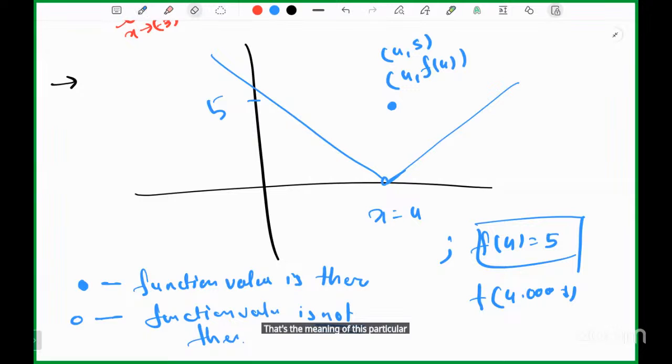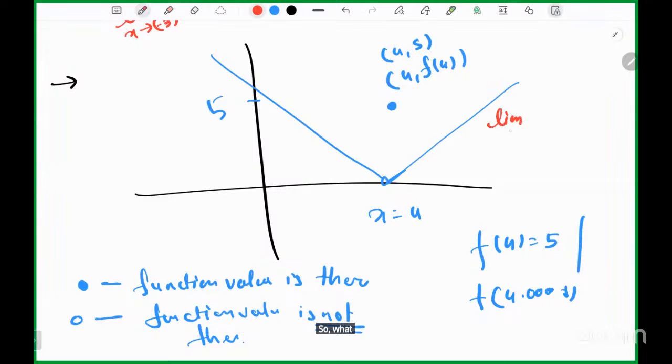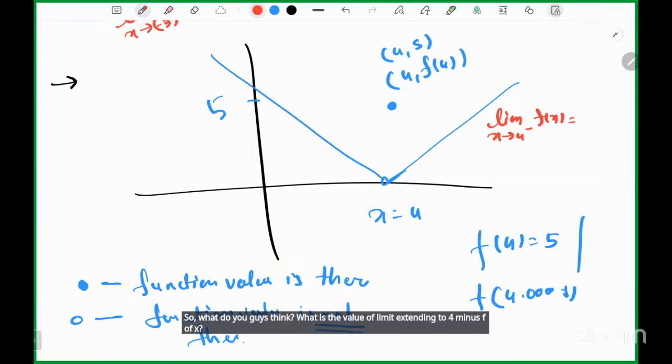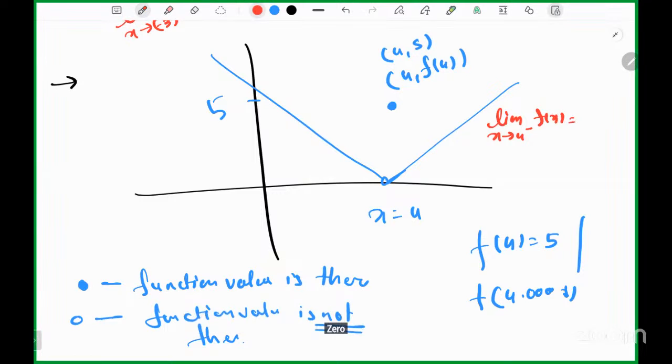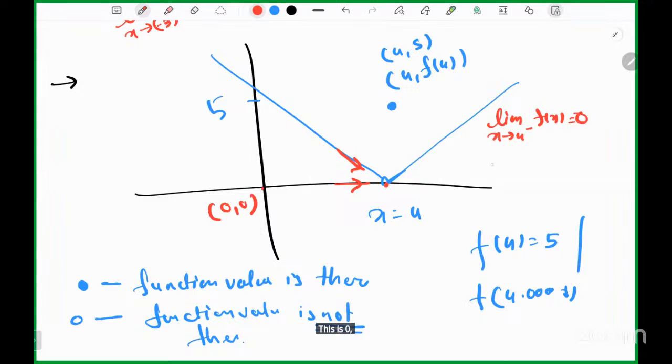So if you compute the left hand limit and right hand limit, let's see what will happen. What do you guys think is the value of the limit as x extends to 4 minus of f of x? 0, right? Because as you approach 4 from the left hand side, this is approaching the point where the value of y is 0. This is 0 comma 0. So the limit is 0. What will be the right hand limit? 0 only, because again, if you approach the point from the right hand side, the limit is 0.